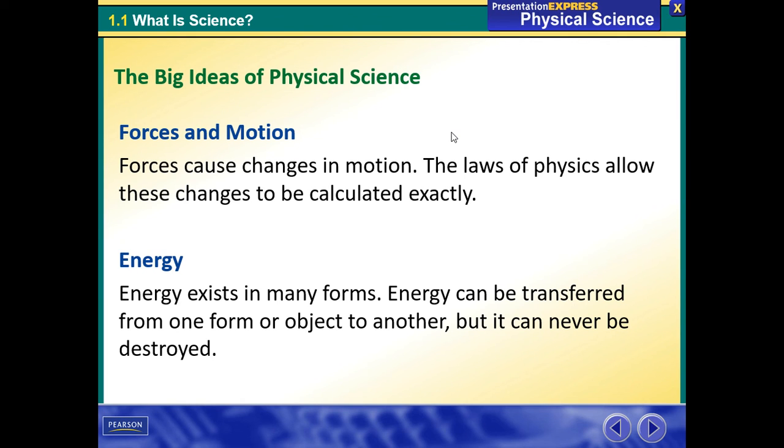The last two big ideas, the first one is forces and motion. This is where we're going to be learning about Newton's 3 laws of motion. We're also going to be talking about how do we speed up things, slow them down, what does it mean when I accelerate. And then energy, it's going to talk about how it exists in many forms. It can be transferred from one form or object to another, but you can't destroy it.